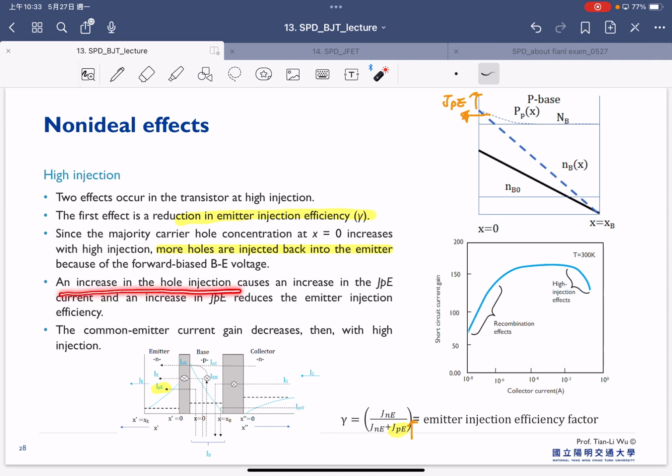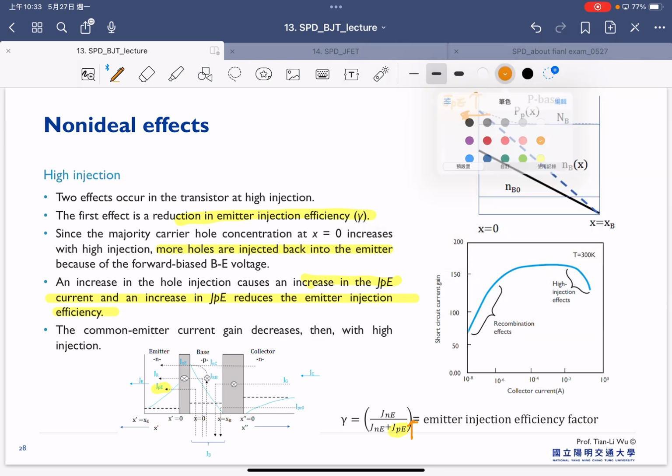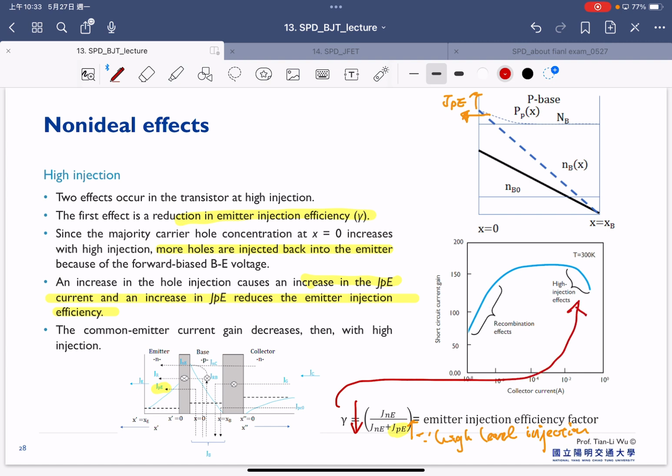And an increase in hole injection causes an increase in the JP current, and an increase in JP reduces the emitter injection efficiency. So as shown here, this increase is due to the high level injection, and therefore this one is reduced. Once it's reduced, that's why we see the beta is reduced here.